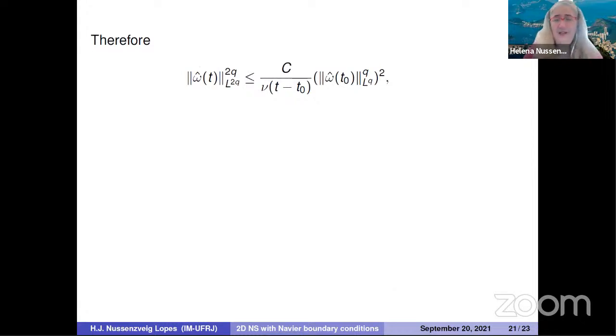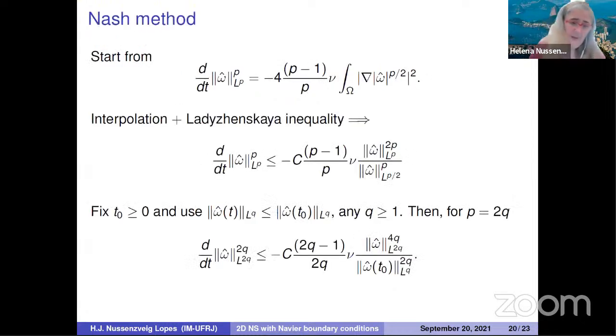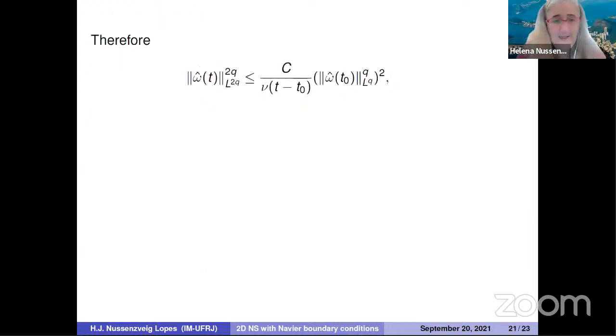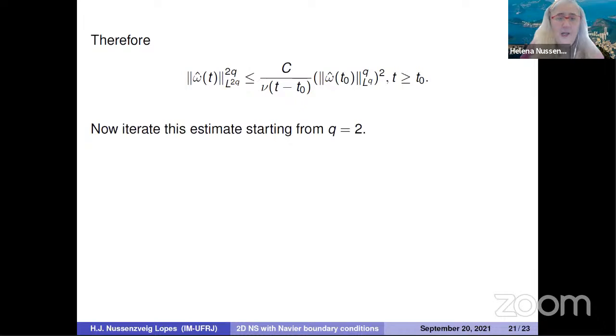Okay, so finally, we integrate this. We use just Grönwall's inequality. We integrate this, and we get this estimate for the L2q norm of omega hat to the power 2q. This is true for any t strictly greater than t naught. Now we can iterate this estimate starting from q equals 2 because we have some notion of what happens with the L2 norm of omega hat.